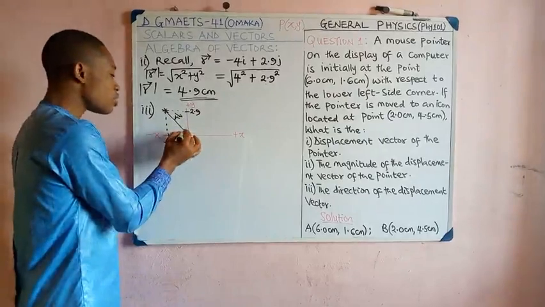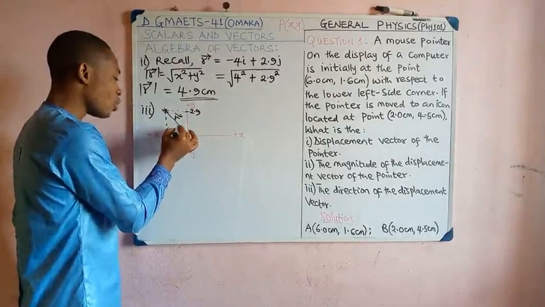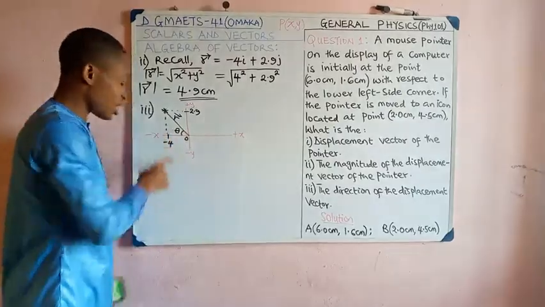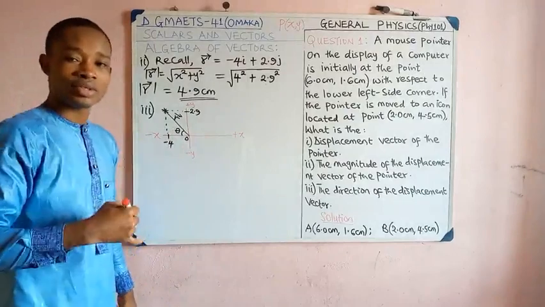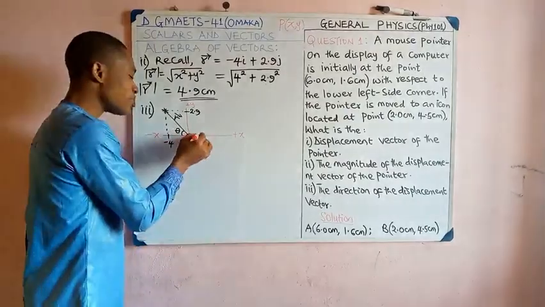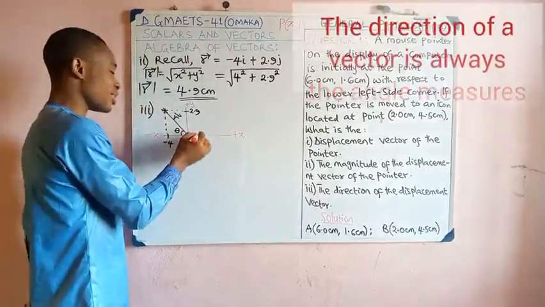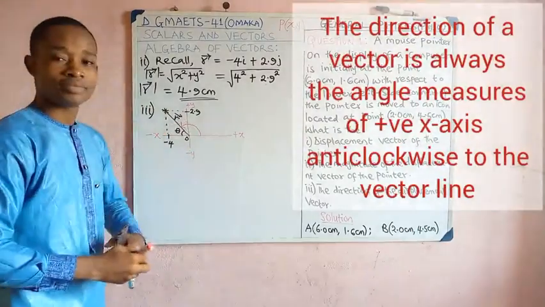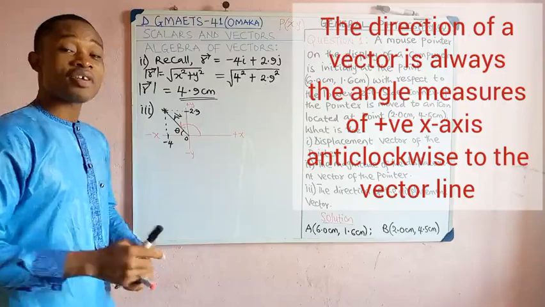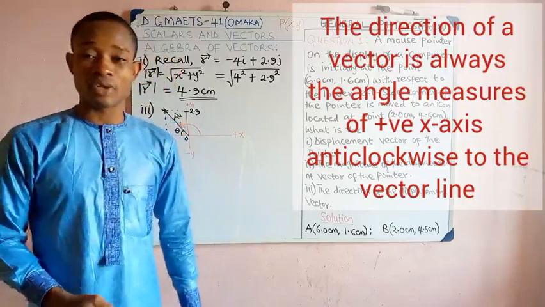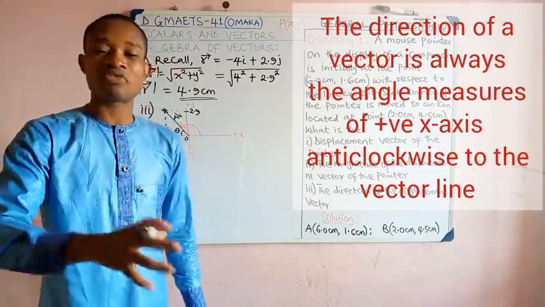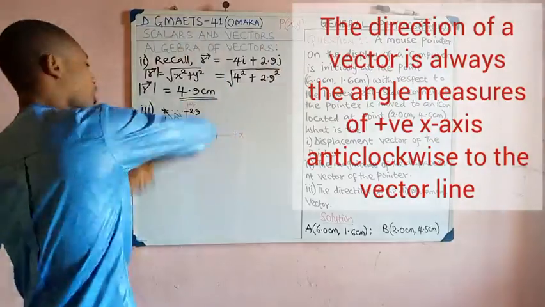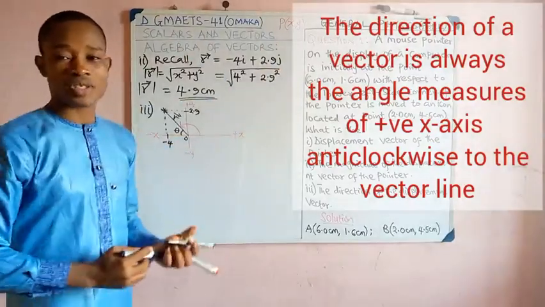Now, this displacement vector made an angle theta with the negative x-axis. So the actual direction of this displacement vector is measured from the positive x-axis anti-clockwise down to the vector, then you stop. I repeat that again. The direction of a vector, as I stated in one of our previous videos, is conveniently measured from the positive x-axis in an anti-clockwise, counter-clockwise direction, down to the vector itself.